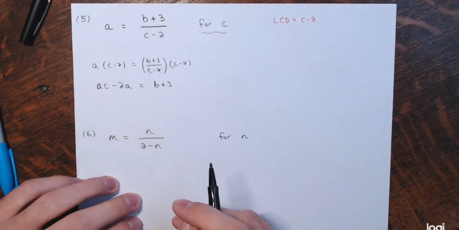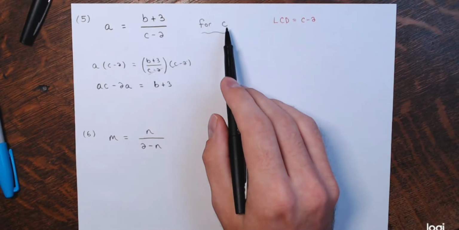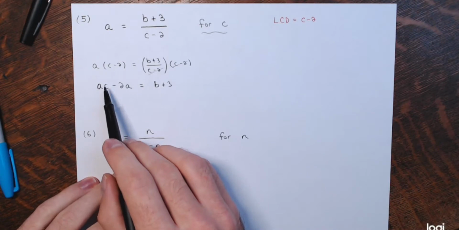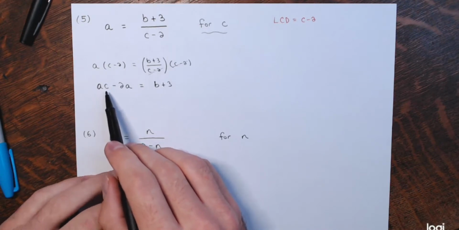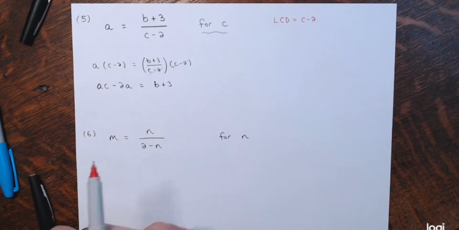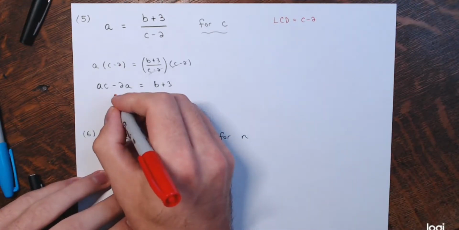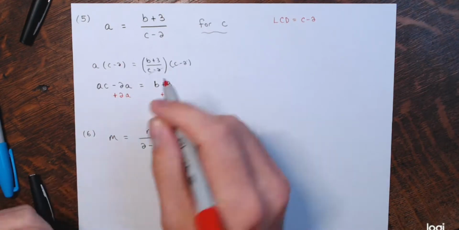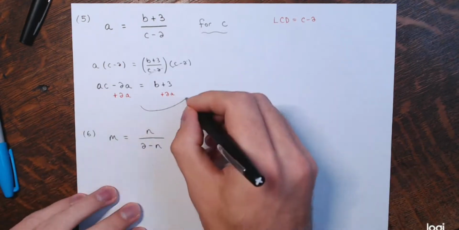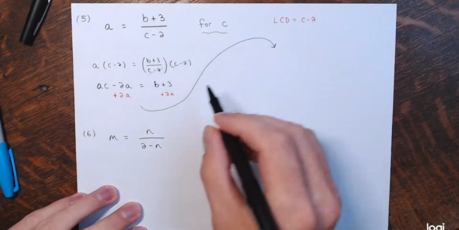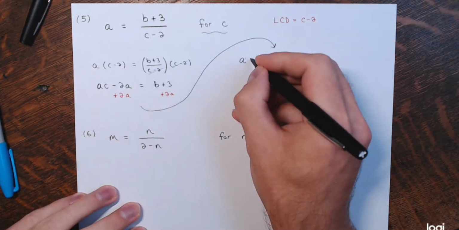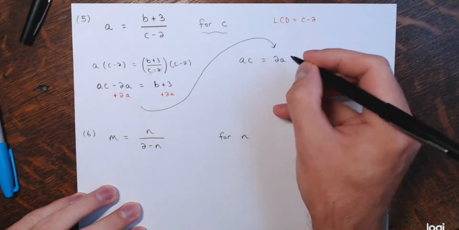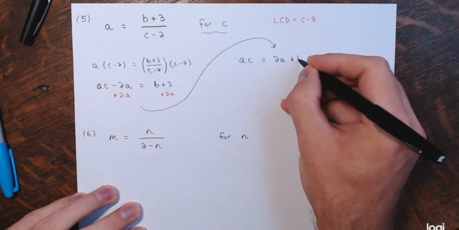Now don't forget, I'm trying to solve for c. This is a linear equation in c to the first. So I take all the terms with c to one side, without c to the other. So I'd be adding the 2a to both sides. Now I have on the left side A times C, and on the right side positive 2a that I added over there, plus b plus 3.